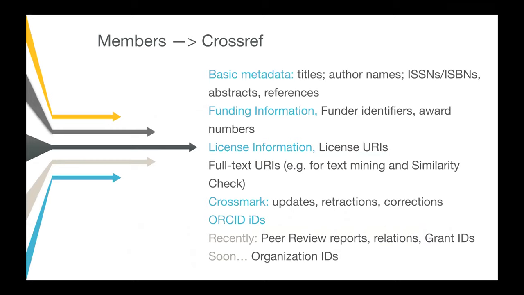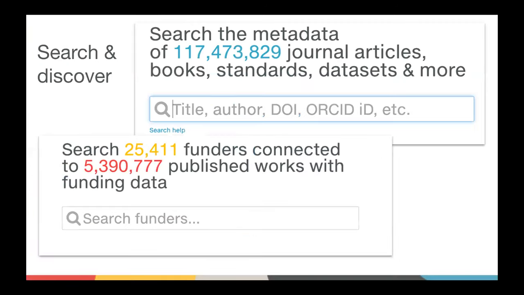When registering content, our members supply us a wide range of metadata, including basic metadata, which Rachel mentioned earlier, which was titles, author names, ISBNs, etc. We have funding information, license information, full text URIs or URLs, which are used for text mining and Similarity Check, Crossmark updates, ORCID IDs, and recently we've had peer review reports, relations, grant IDs, and coming soon, organization IDs. So in the context of Crossref, metadata is the information about the publications, which we then make available to thousands of other parties to use in their tools and their services that they might provide to the community.